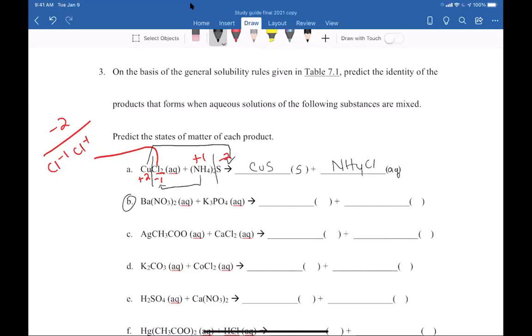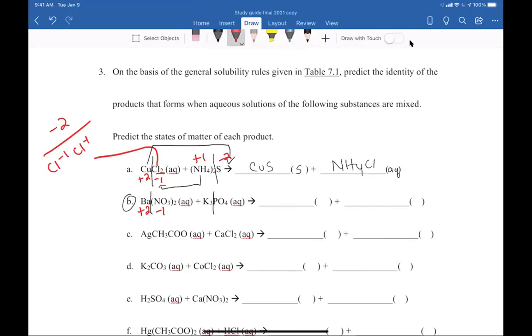All right, guys, let's look at B. Ba(NO3)2, K3PO4. Okay, so again, we split them up. All right, what is the charge of Ba? +2. What is the charge of NO3, guys? -1. Yep.